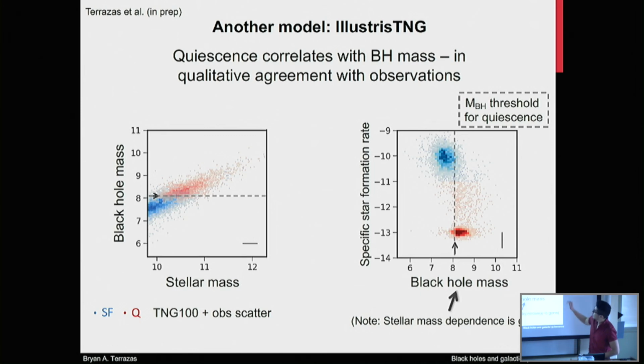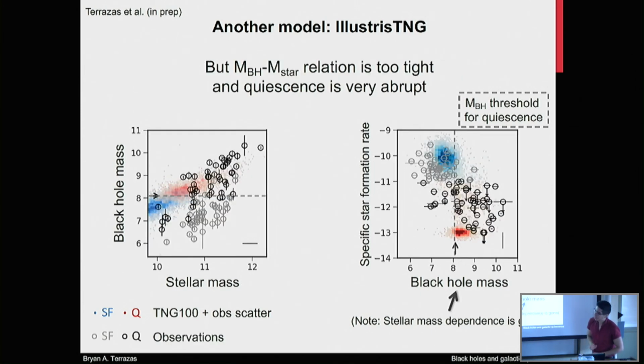And this step function, if we compare it to observations, is not really seen in my data. So here is just black hole mass again. And then you also see that the black hole mass stellar mass relation is actually very, very tight compared to the observations as well. And so this gives you a kind of idea of how you can compare models and these kinds of observational diagnostics.